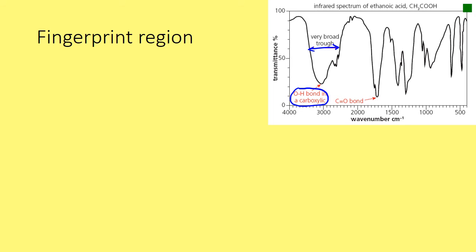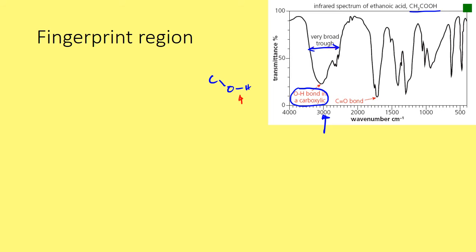One, because of the breadth, identifies it as an OH bond in a carboxylic acid, and two, because of the particular wave number that it occurs at, of about 3000. So that's going to give you a clue as to what the molecule is. We already know that it's ethanoic acid, so it's going to have that OH bond. So we've worked out that bond there.